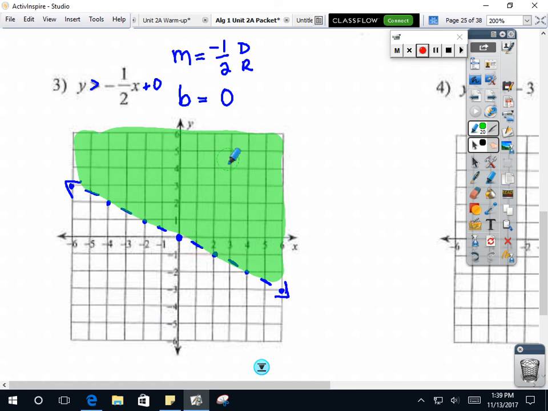Say on the test they give you a line and then they give you 4 points and say which point is a solution. You would have to know to look at the graph and figure out which one of the 4 points would fall in the shaded area. Because the points in the shaded area are the solutions. They're the ones that if you plugged them in, X and Y, they would make true statements.